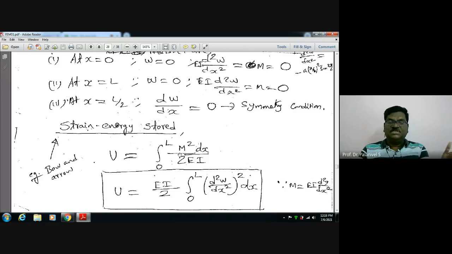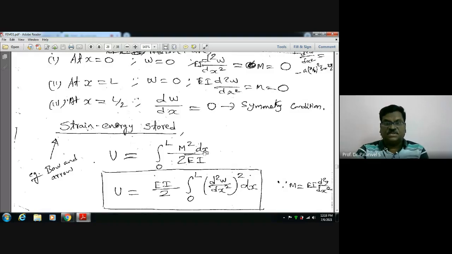For the whole length 0 to L of the beam, you have to integrate this. So U, the internal work done, is equal to the integral from 0 to L of M square divided by 2EI into dx.